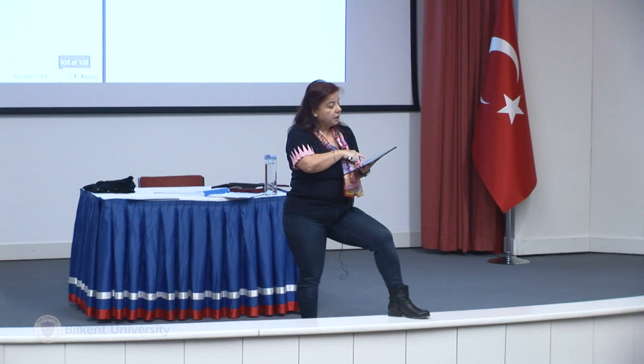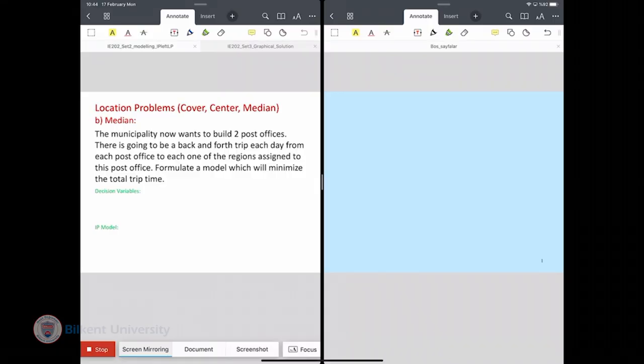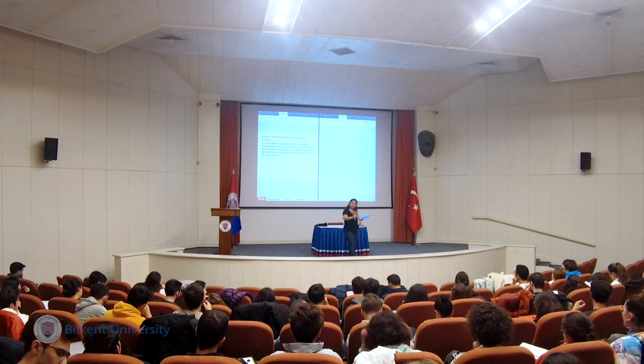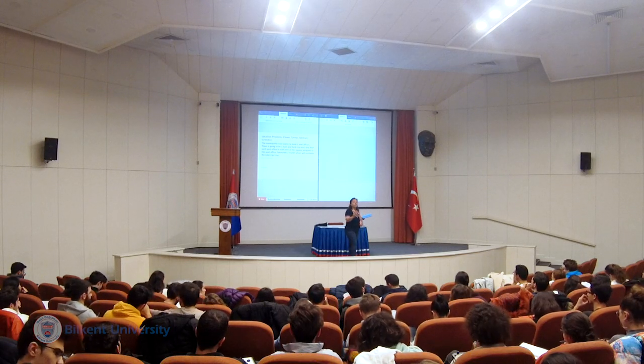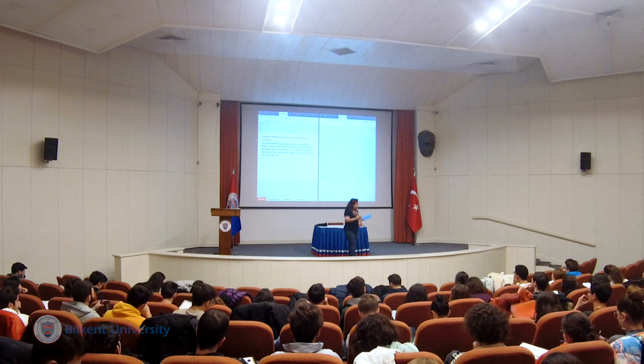Now of these, there are three basic location models. What we did was cover models. We locate based on the fact that we want everybody to be covered within a certain threshold distance, okay? Now today I'll walk you through the other versions of the location models.